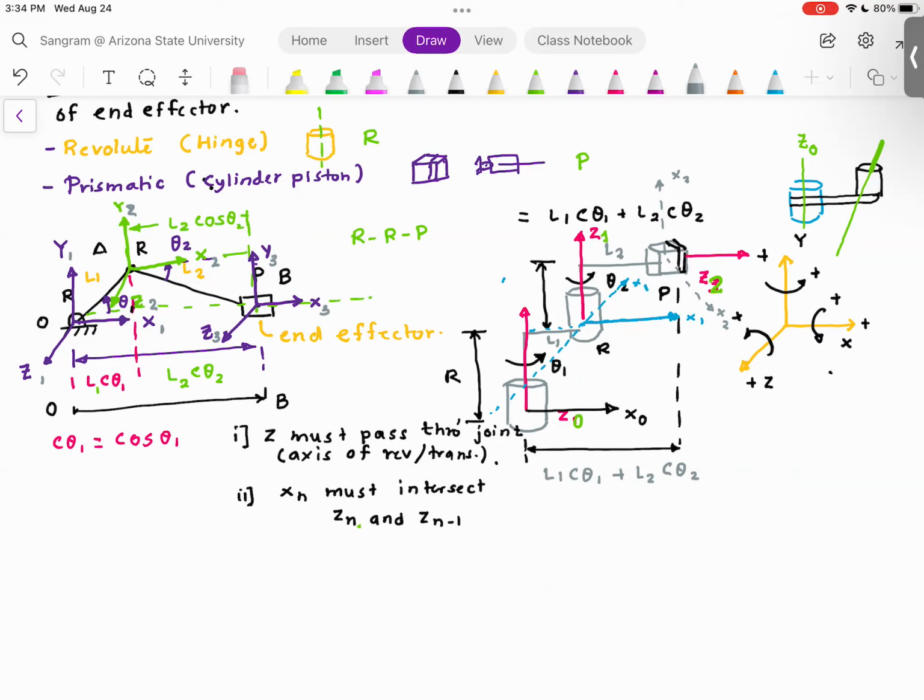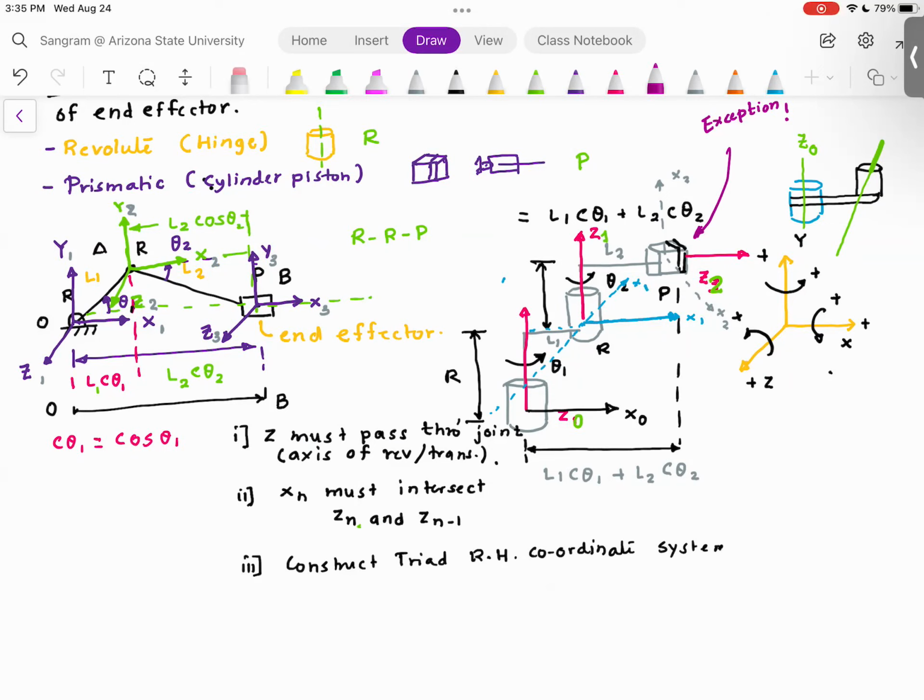And the last rule is, now we should construct the triad using the right hand coordinate system. Now, I just want to be careful here. There is an exception. It's not a big issue, but we will deal with it not in the first class, in the next few classes.